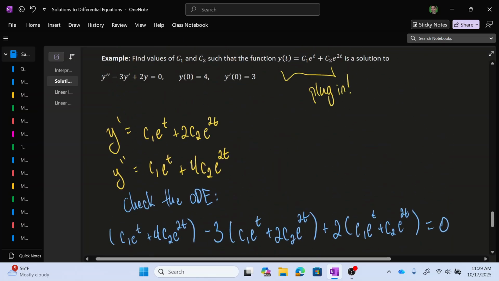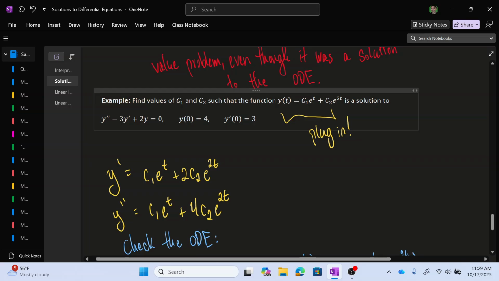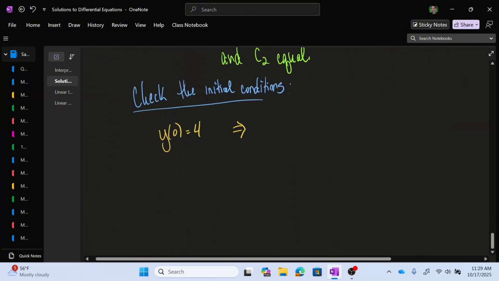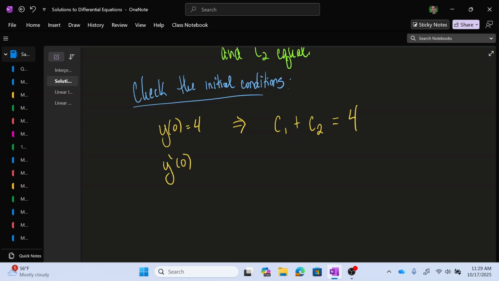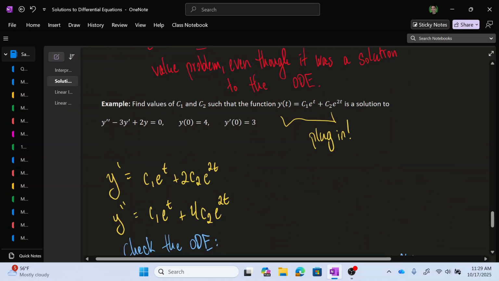So if I plug t equals 0 into my template, then these e to the zeros will each become 1, and I get c1 plus c2 on the left-hand side, and I require that to equal 4 on the right-hand side. The initial conditions also require that when we plug 0 into the first derivative, the result is equal to 3. So I'm going to plug 0 into this first derivative of my template, and set the result of that equal to the specified 3.